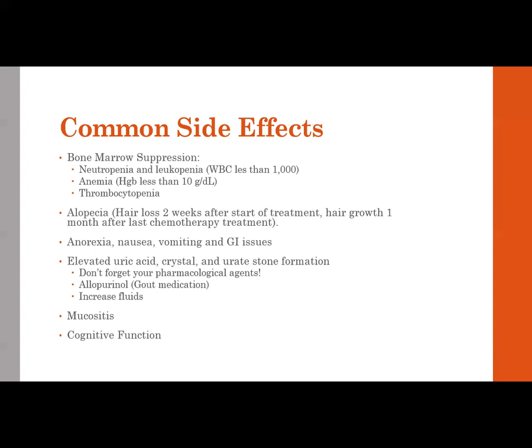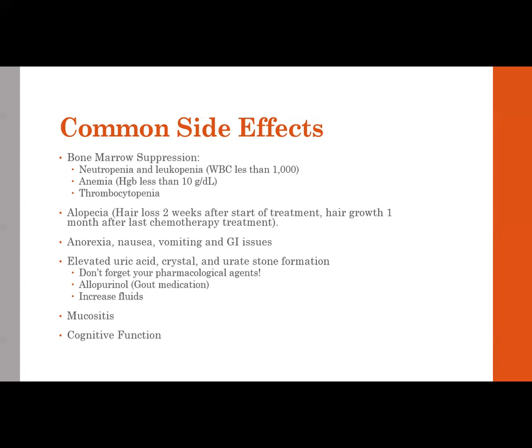And then you've got anorexia, nausea, vomiting, and GI issues. So make sure that before your patient has any of this chemotherapy, you give them something like ondansetron to keep them from vomiting. Managing their diarrhea, providing soft, bland, high protein foods, and rinsing the mouth with a topical anesthetic to keep them from having any pain with their sores.